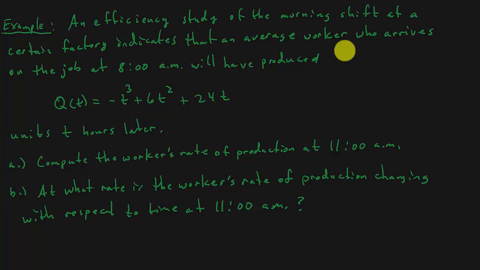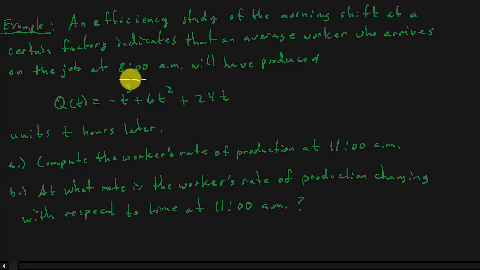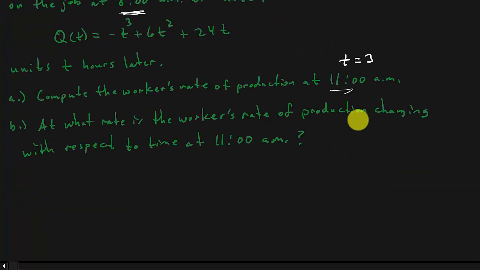Well, it says they arrive at 8 and they want to know at 11. So 8, 9, 10, 11, that's 3 hours later. So all this means is t equals 3. It's the same thing as saying compute the worker's rate of production at t equal 3. Okay, they're just making you figure out what t is.